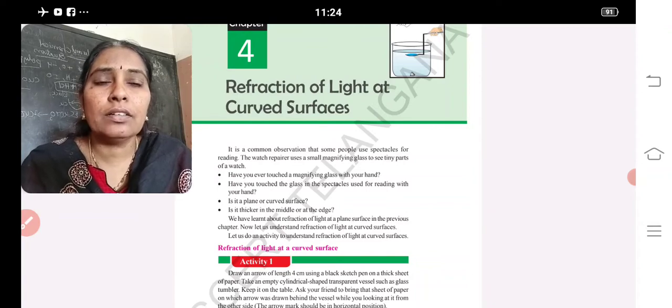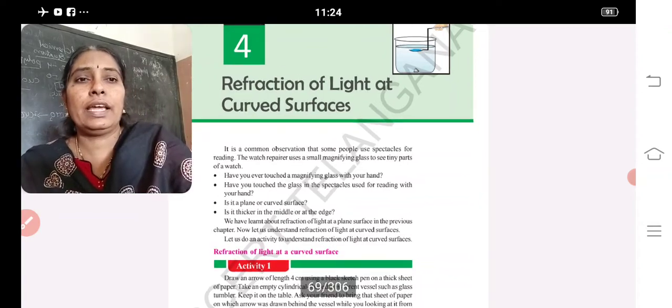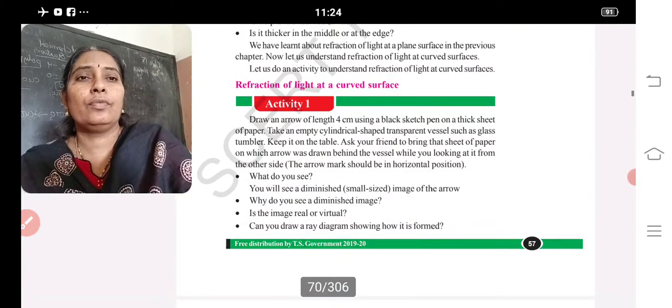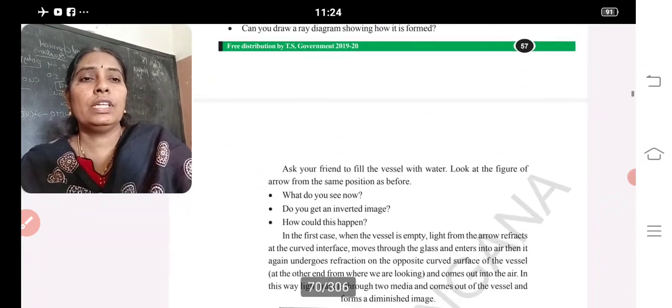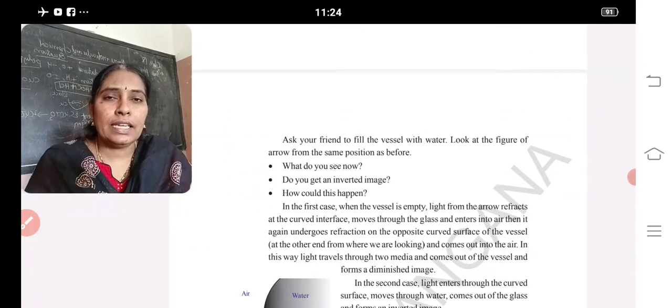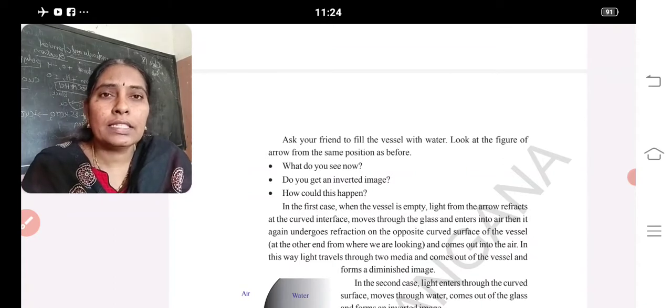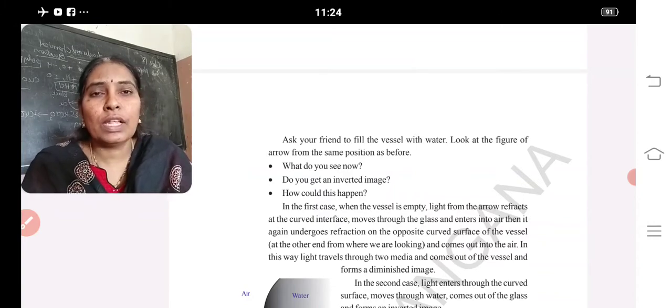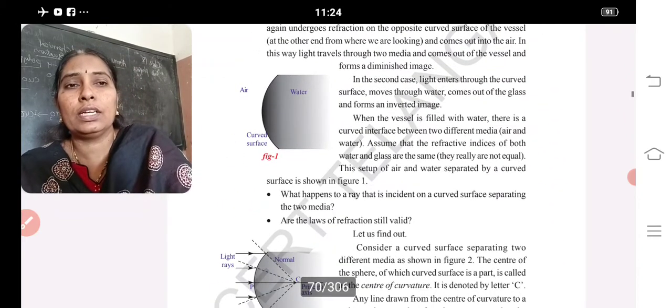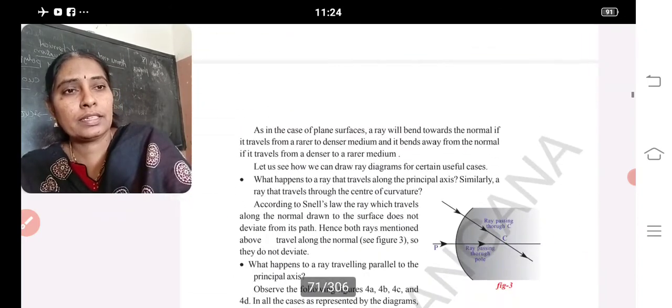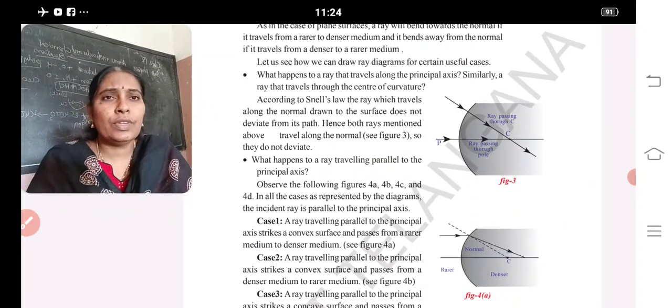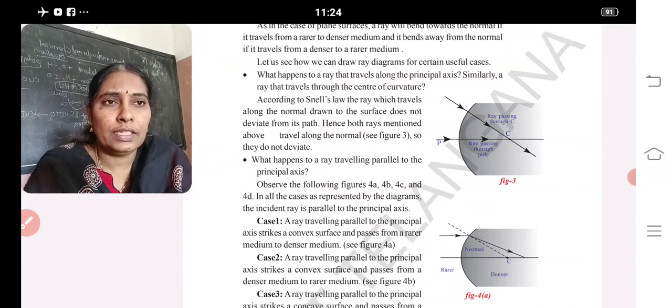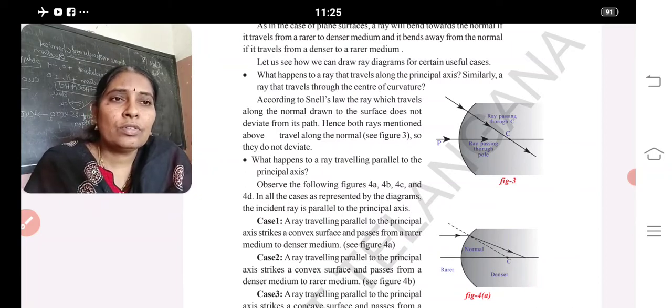Refraction of light at a curved surface. Activity 1: if you fill a glass with lemon water and just drop in a lemon, and observe the lemon from the outside, it looks bulged. It is not an exact image of the lemon, but how it looks in water. And next, these are the rays when they pass through the curved surface. Any ray passing through the center of curvature is an undeviated ray.